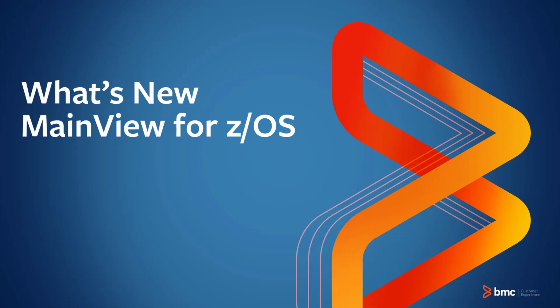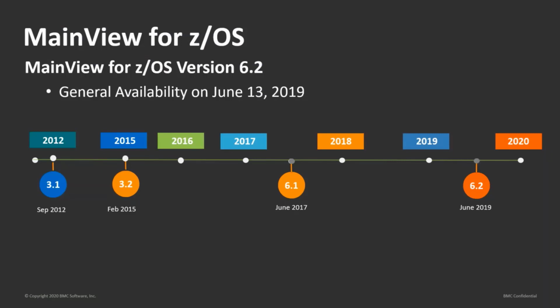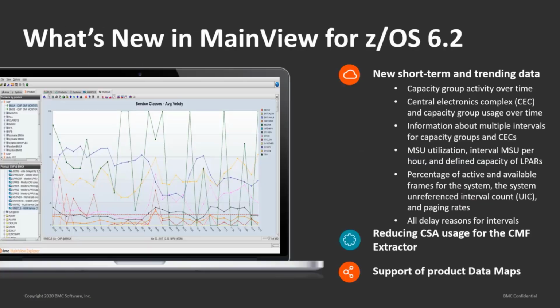Priya? Awesome. Thanks, Neil. Hello, everyone. So we're going to talk about what's new in MainView. And in this bit, we're going to talk about MainView for z/OS, CMF, and USS updates that have been out recently. So let's first take a look at MainView for z/OS. The recent GA is from June 2019, we are at 6.2 level, and we'll be going over what has been updated with this release.